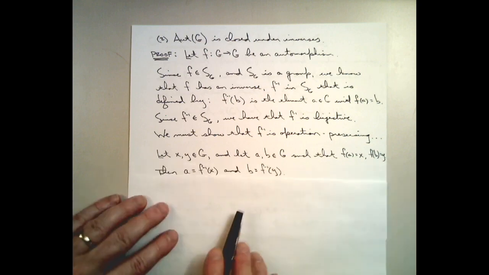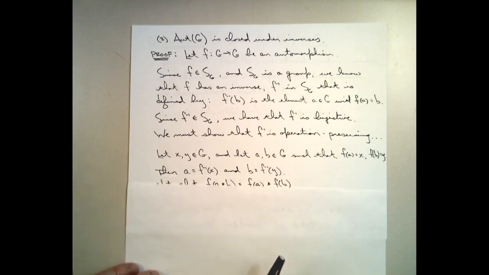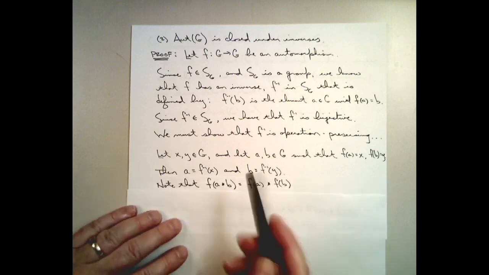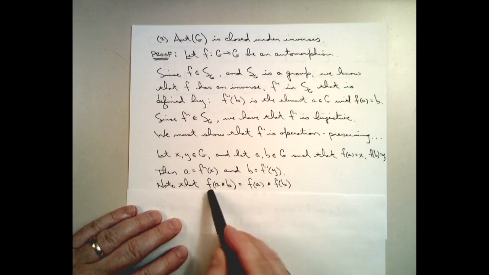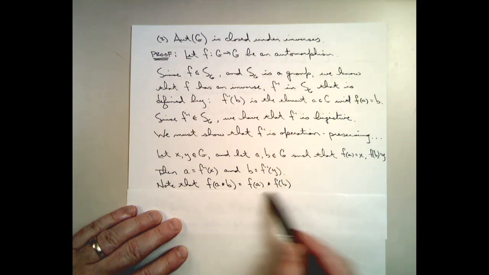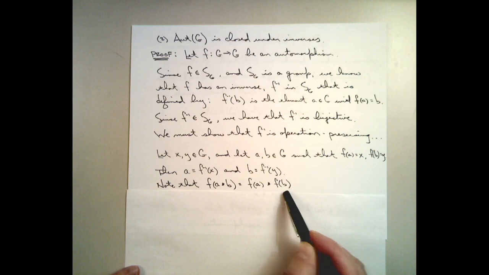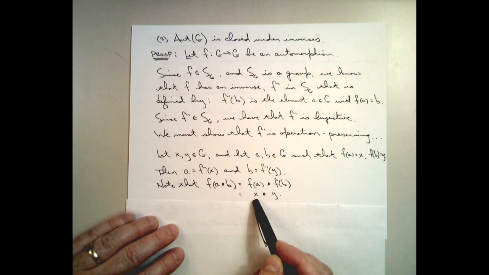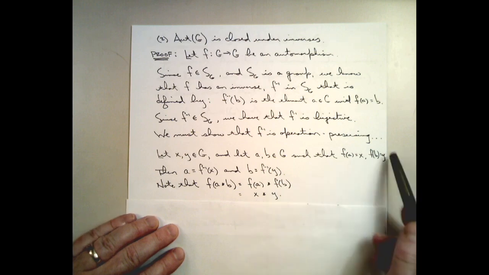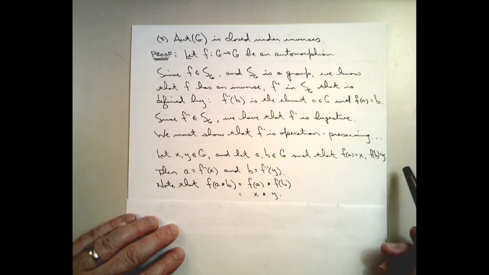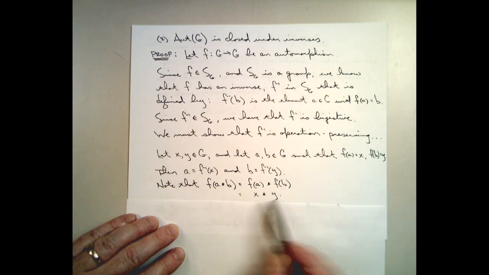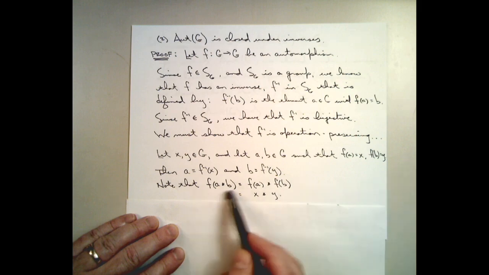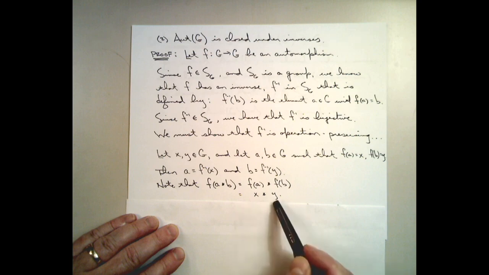Right, so let's use that and notice that on A and B, F being an isomorphism, F preserves the operation on G, so F sends A star B to FA star FB. But what does that mean? Well, F of A is X, that's how we chose A. F of B is Y, that's how we chose B. And so we have that F of A star B is X star Y.